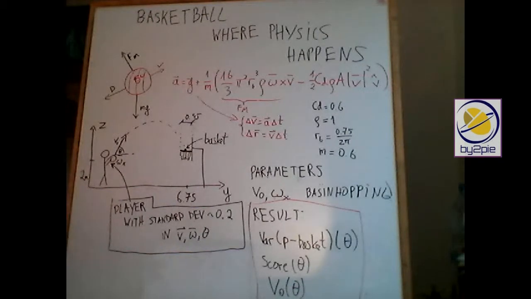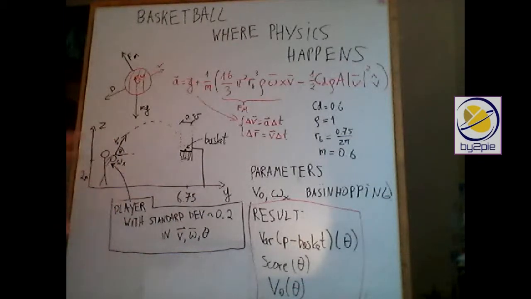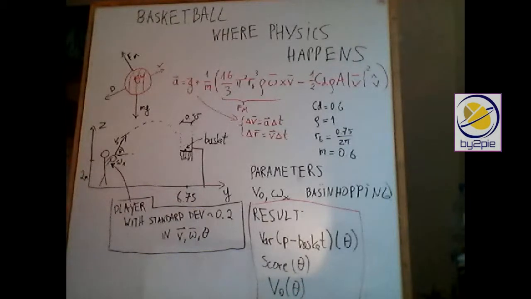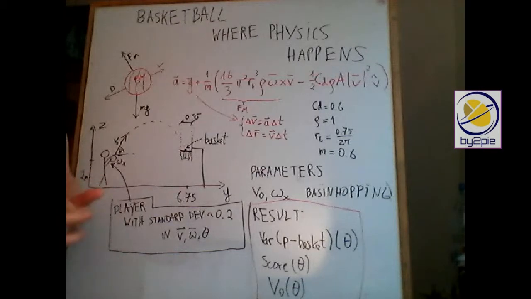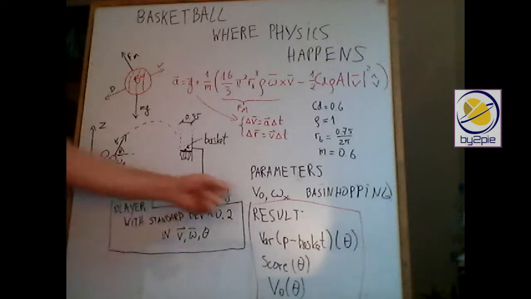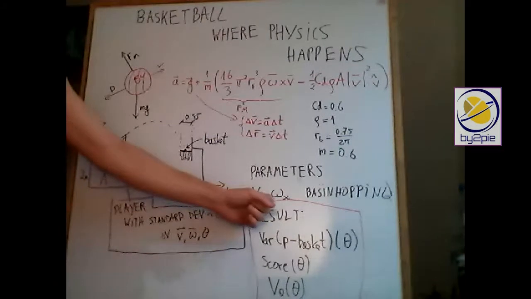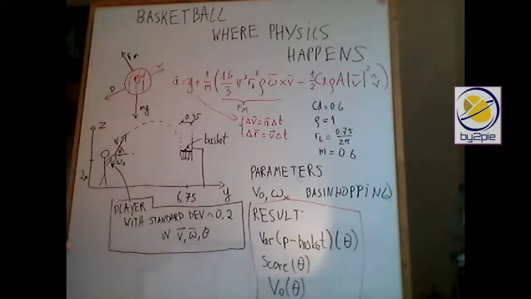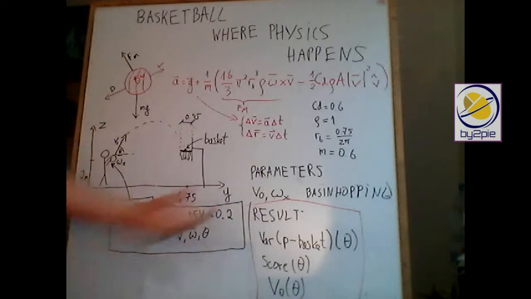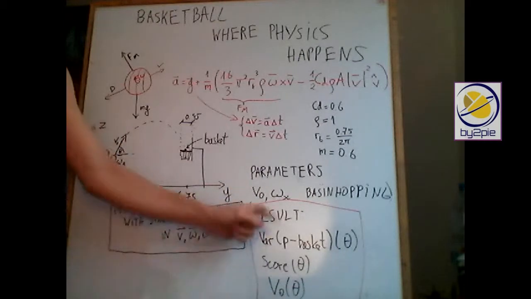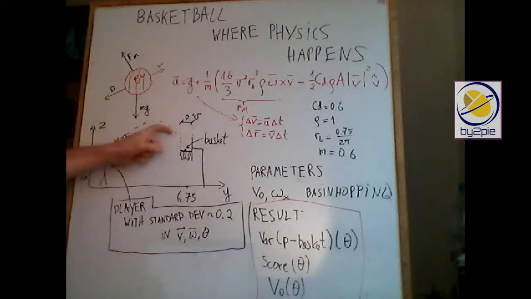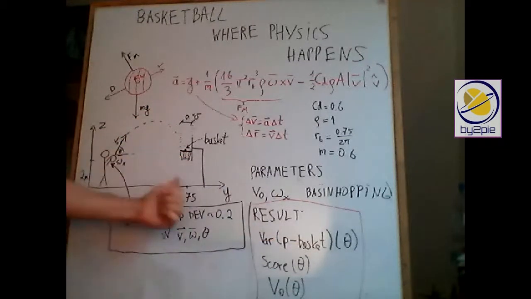Of course, how about those initial parameters? For each elevation angle, I would need to find them myself, but I just use a trick. I use a basin-hopping algorithm for optimization. We've got two parameters, v0 and omega x, for each elevation angle. And what I'm doing is using a heuristic optimization algorithm to find the minimum value of the distance between the point at which the ball hits the basket and the center of the basket.